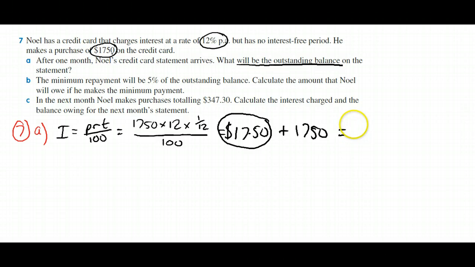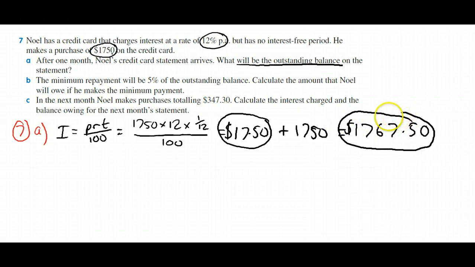And once we do that, we get $1767.50. That's what he's going to owe. That's what the outstanding balance will be. Outstanding meaning what's still remaining.